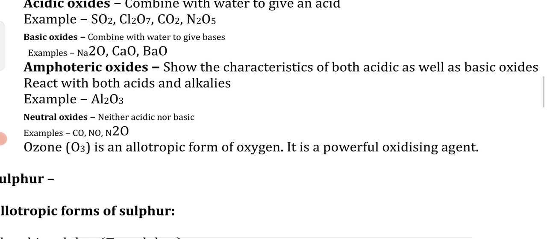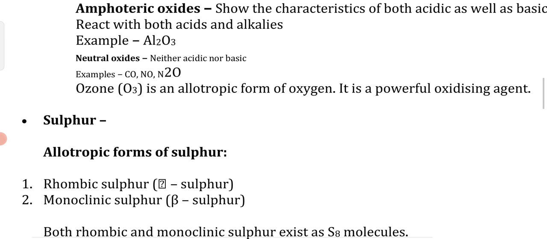And ozone is an allotropic form of oxygen. It is a powerful oxidizing agent. Why is ozone a powerful oxidizing agent? Because ozone can form nascent oxygen. Nascent oxygen means the free radical of the oxygen atom. Free radical means it will be very reactive.